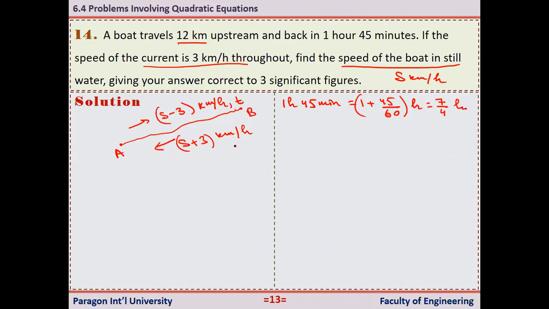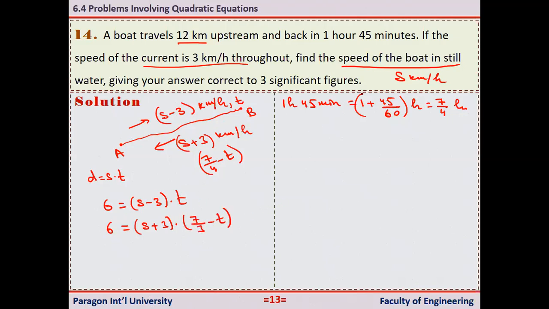t hours already spent here. How much is left? 7 over 4 minus t hours left. And this time is spent to move downstream. So now if you write our distance formula, we know the distance is average speed times time, and our distance from A to B is 6. In the first case, 6 is equal to speed, that is s minus 3, times t. When it's moving downstream, the distance does not change: that is s plus 3 times the time, which is 7 over 4 minus t.